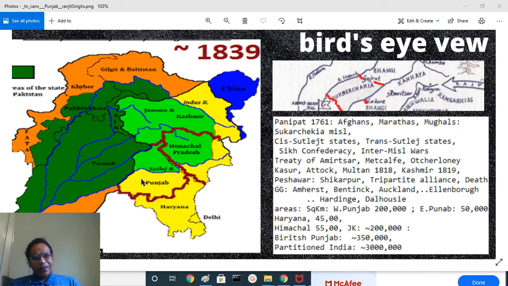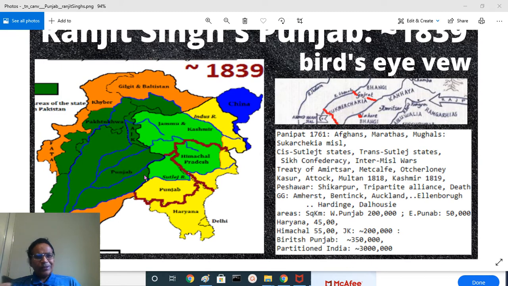Maharaja has certain territories south of the Sutlej. They were terminated, but essentially the Sutlej was the boundary. That is the Treaty of Amritsar. Then that was around about 1809, and within a few years he fought the Battle of Kasur. Kasur is near Lahore.